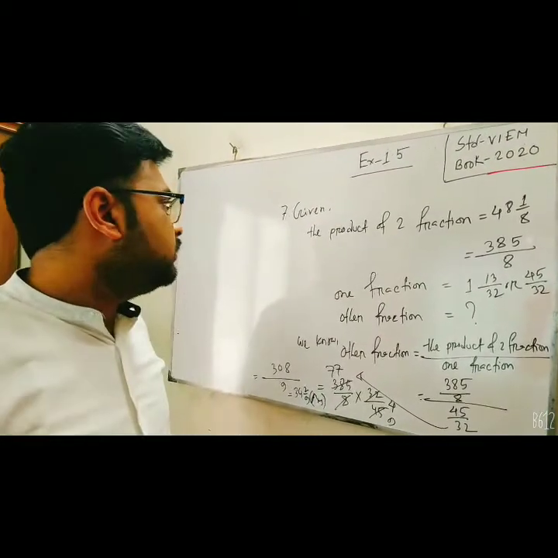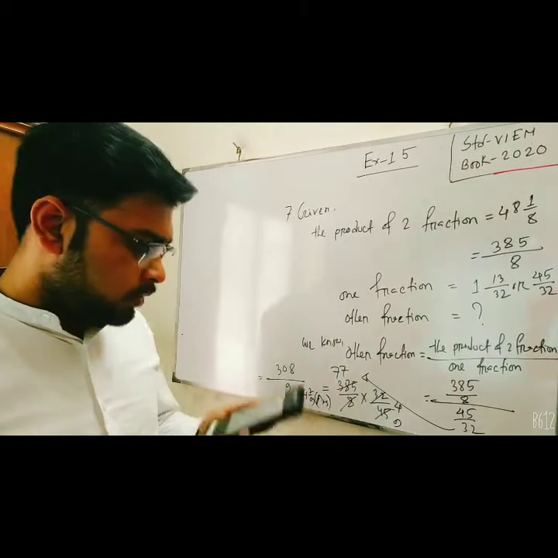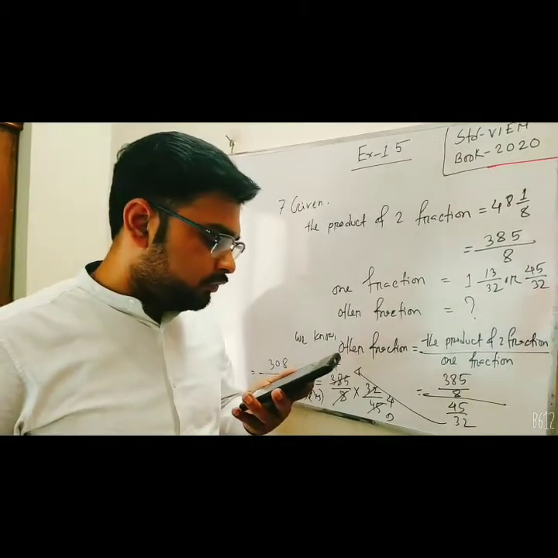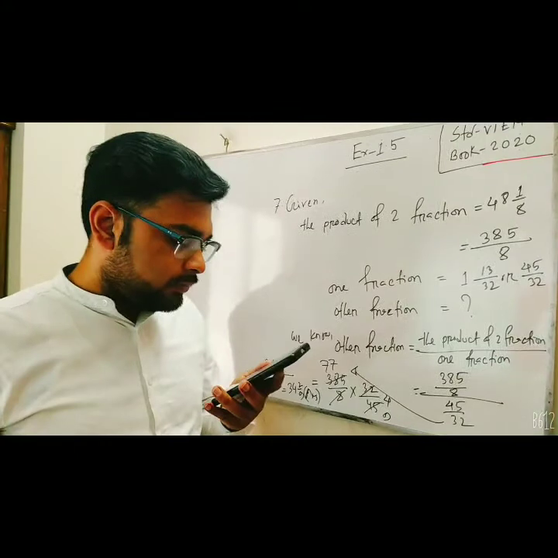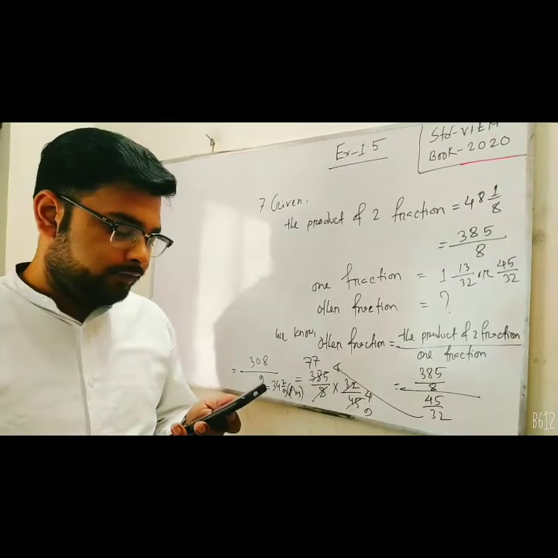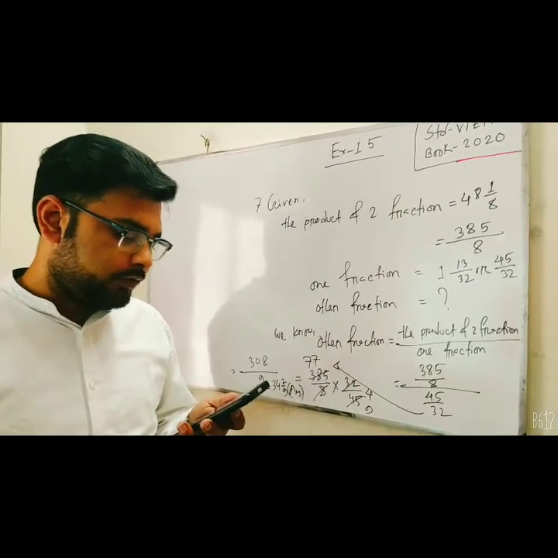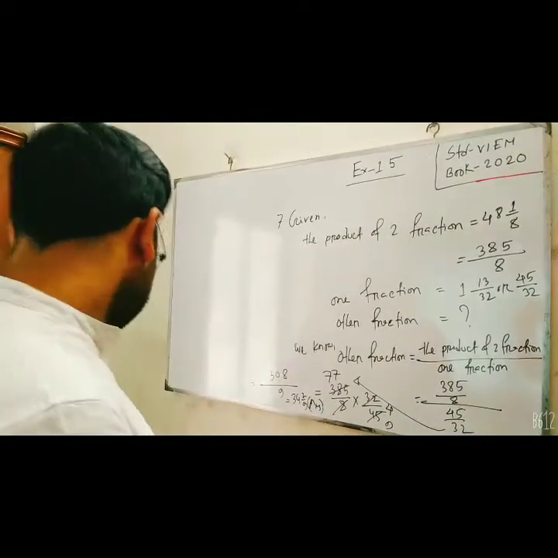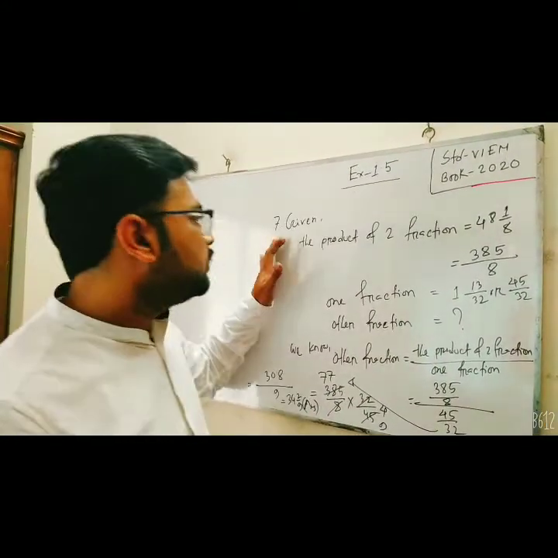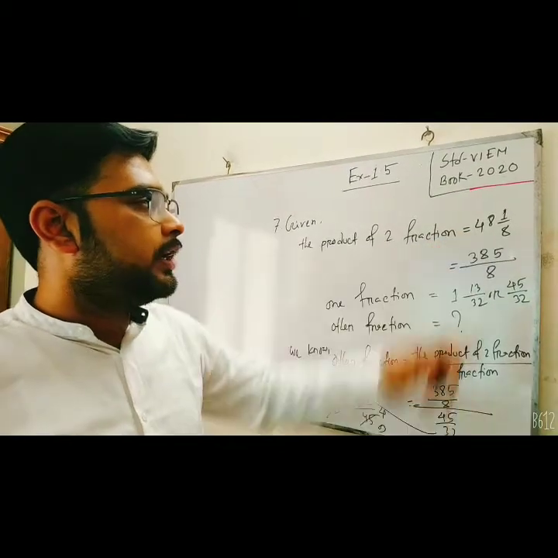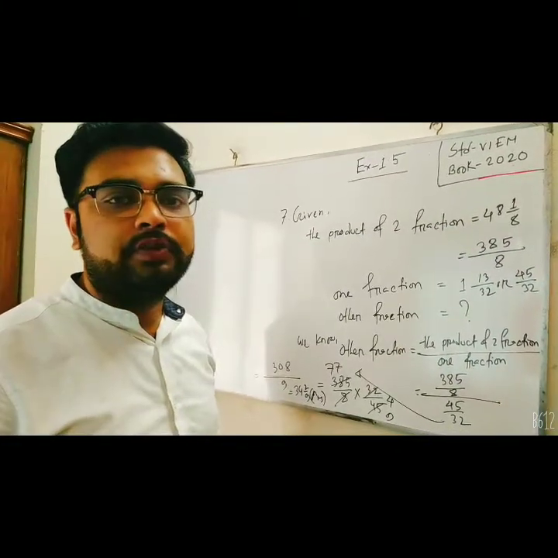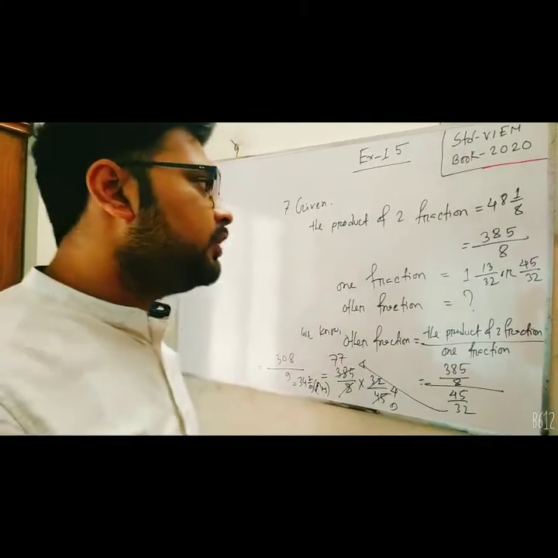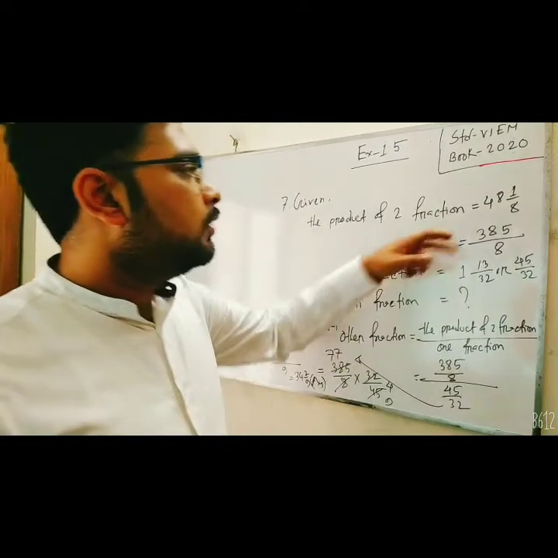Okay, our next question is question number 7. The product of two fractions is 48 whole 1 by 8. If one of the fractions is 1 whole 13 by 32, find the other fraction. So in the question, the product of two fractions is given as 48 whole 1 by 8. First of all, we will convert the mixed fraction as usual rules in same math.